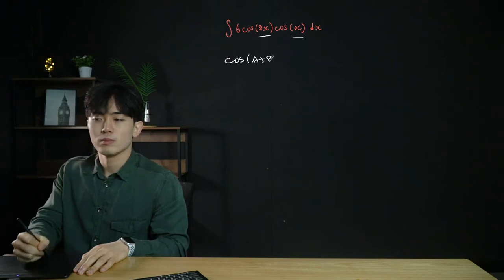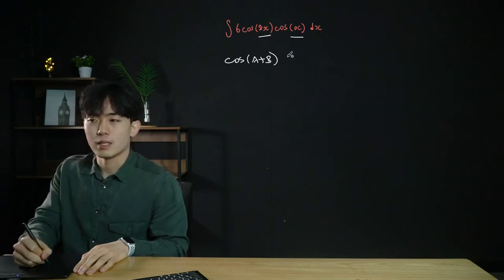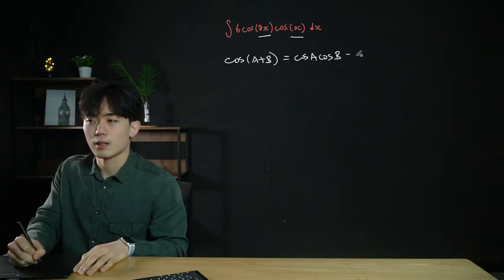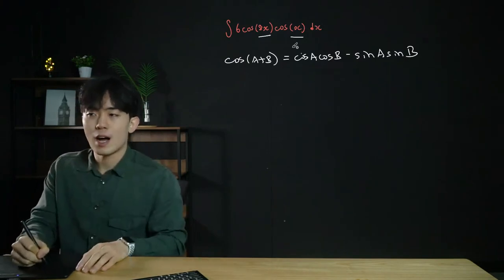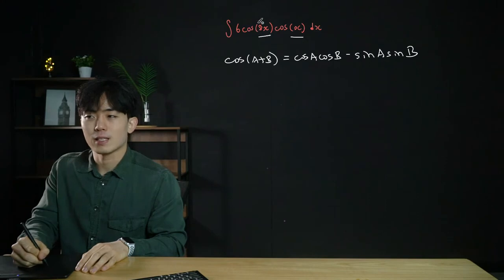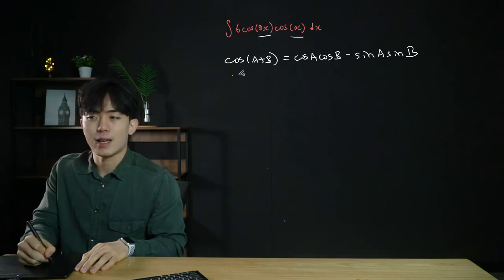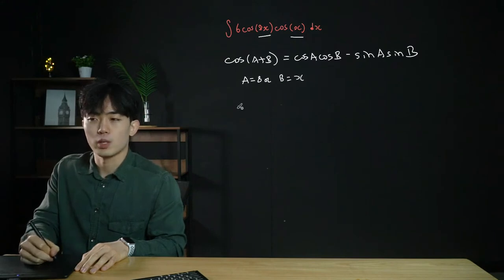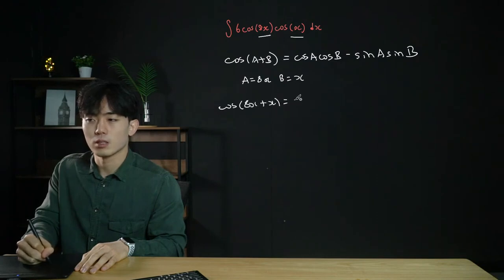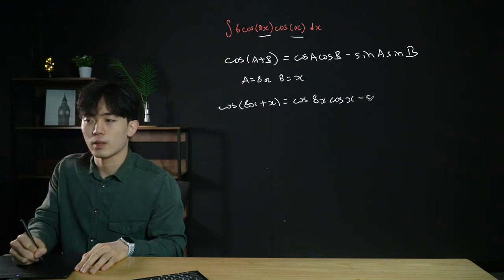We know cos(A + B) is equal to cos A cos B minus sin A sin B. So for our A and B, we have to try and get x, 8x and x. We can say that A is equal to 8x and B is equal to x, in which case we get cos(8x + x) is equal to cos 8x cos x minus sin 8x sin x.